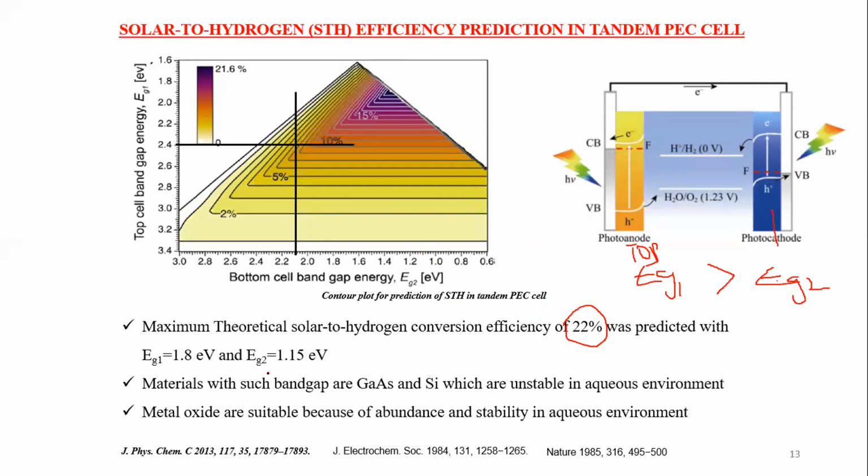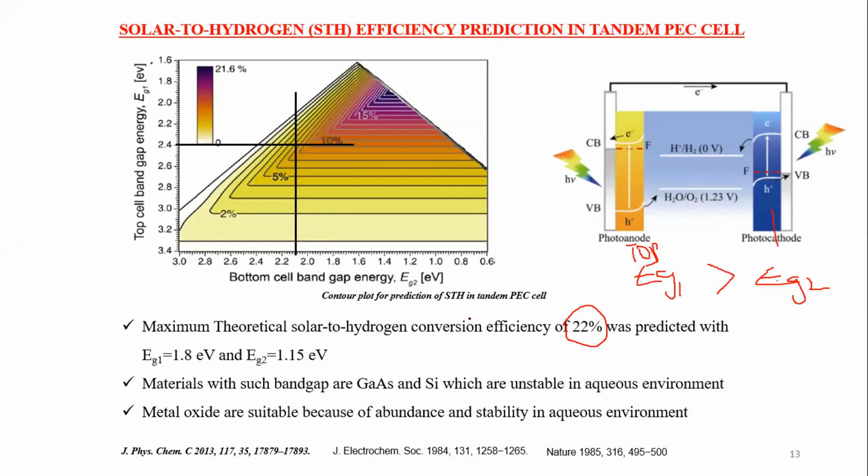Unfortunately, if you look for semiconductors close to these values, we have the best elemental semiconductors that we use in electronics, but these semiconductors are not stable in an aqueous environment. So that's one of the problems. So in this work, we fixed this with some oxide materials.